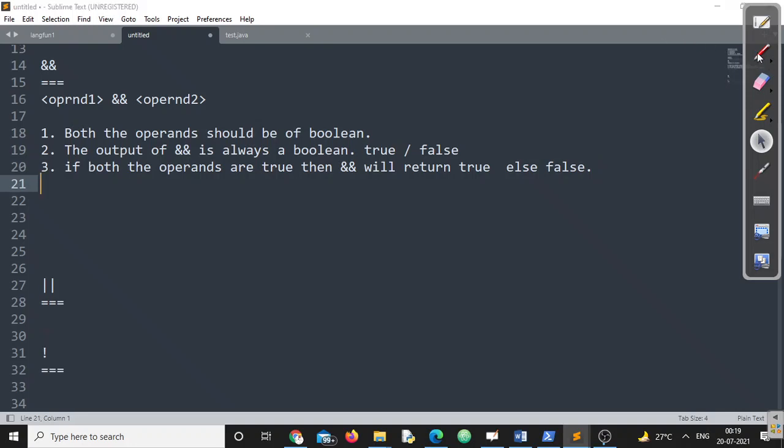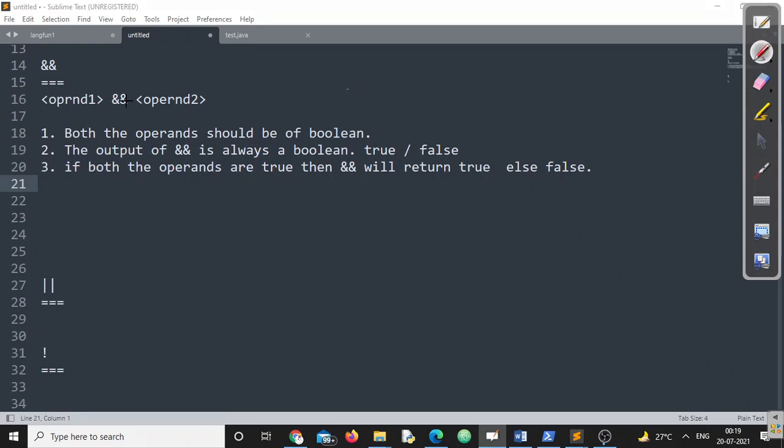Remember this one. If the first operand is true and the second one is true, the output will be true. If any of the operands is false, immediately the output will be false. This is for the logical AND operator. I repeat, logical AND operator requires two operands. Both the operands should be Boolean, and the output of this particular operator is also Boolean. It cannot take anything except Boolean.